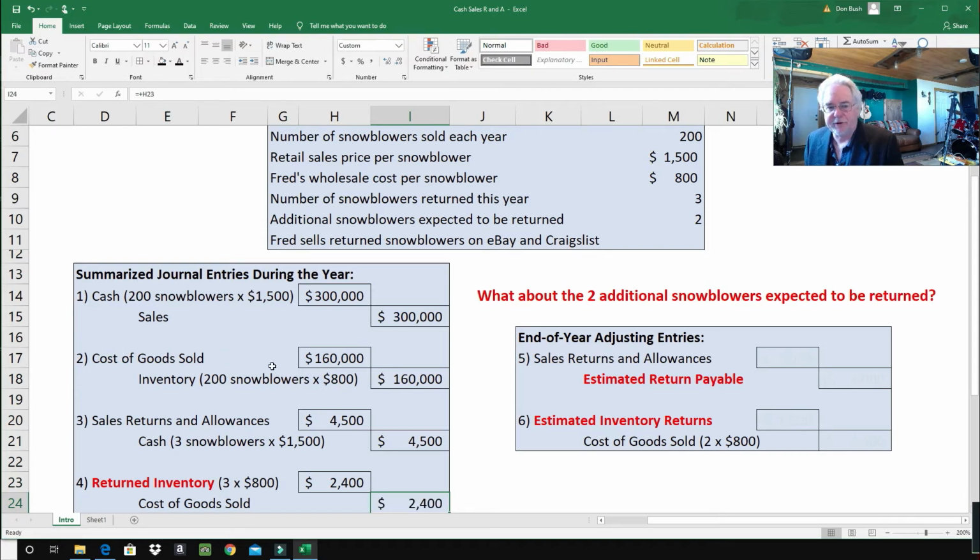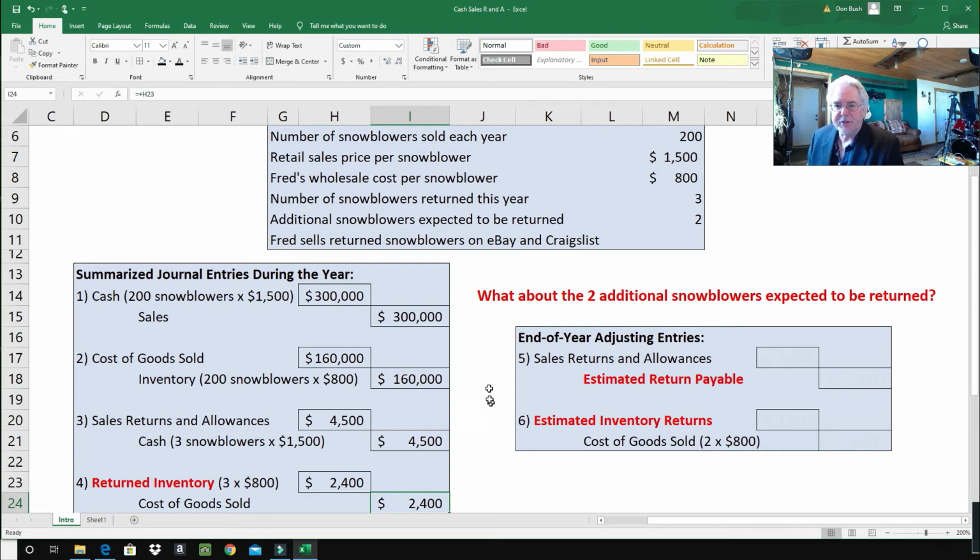Up here, when Fred originally sold the snowblowers, he debited cost of goods sold for $160,000, and when the snowblowers are returned, he's crediting cost of goods sold. So he's reducing the cost of goods sold. Now, at the end of the year, after the year is all over and Fred is about ready to do his financial statements, Fred is doing end of year adjusting entries. So this would be done just once at the end of the fiscal year.